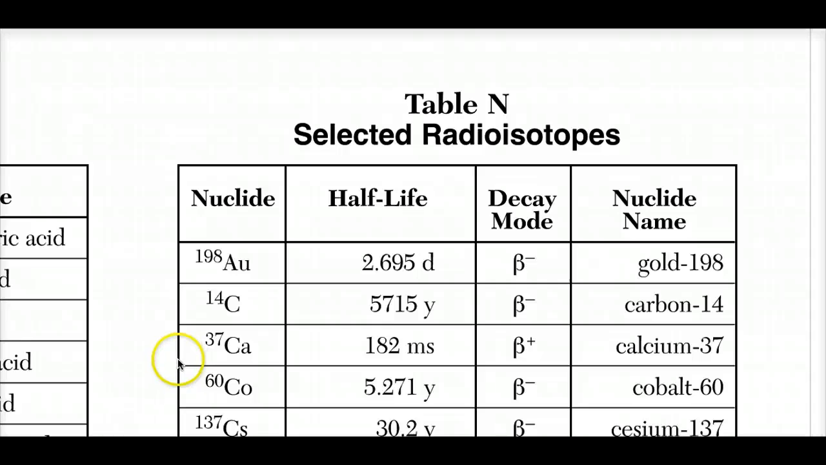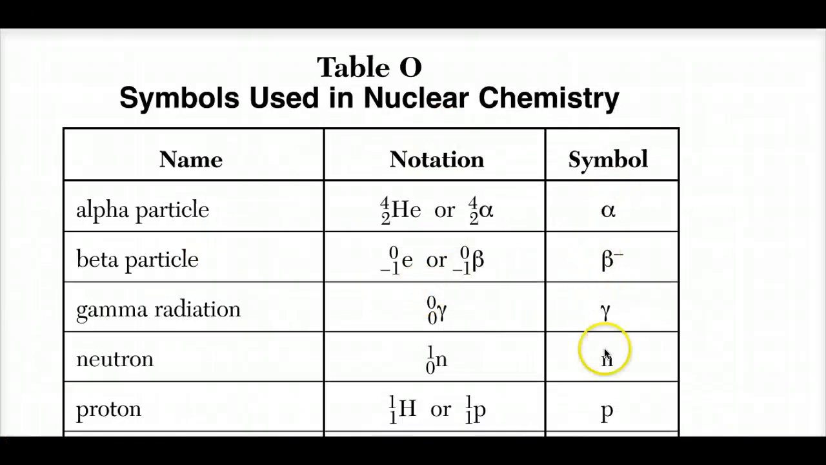Table N is our radioisotope, or our nuclear chemistry table. It tells us the types of elements, specifically the form of an element called an isotope that is radioactive. And it gives the half-life, which is the amount of time for half of this substance to decay into something stabler. It gives the decay mode, which is the type of particle it emits, which, by the way, is given in Table O. So in Table N, when they give you the particle, β-, here is a beta particle.